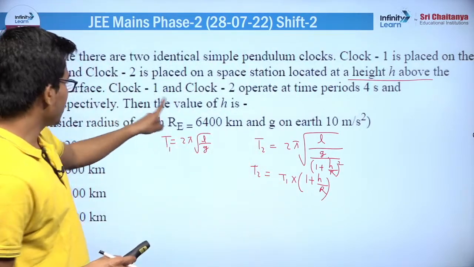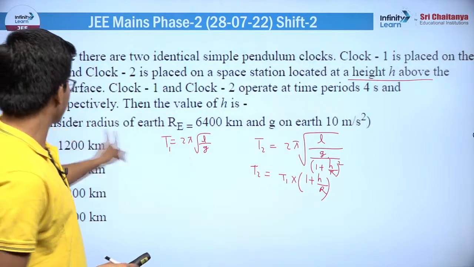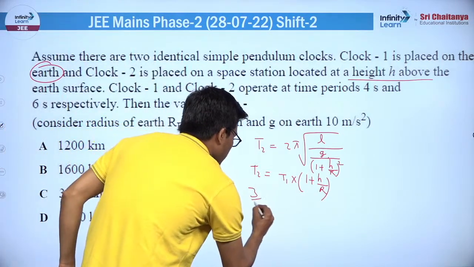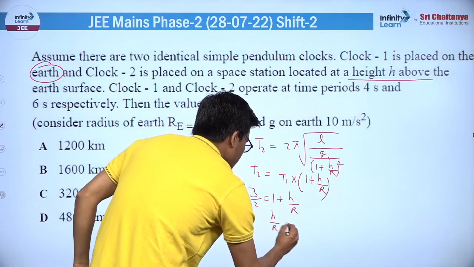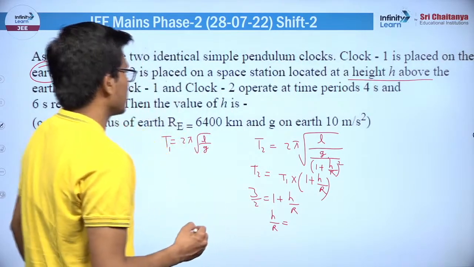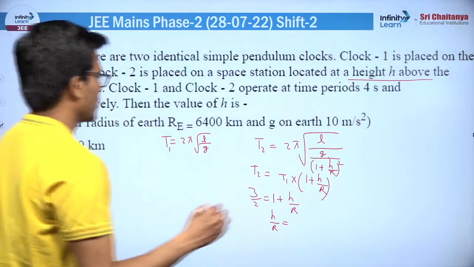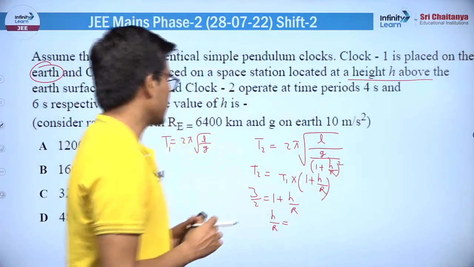So clock 1 and clock 2 time periods are given, T2 is given to you as 6 seconds, so it will be equal to 3 by 2, 1 plus h by R. So h by R is equal to, is there anything wrong? Let me just check if everything is fine.